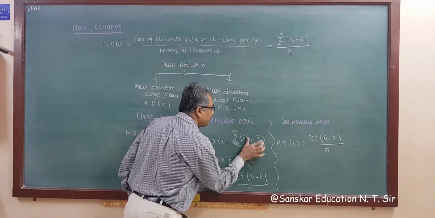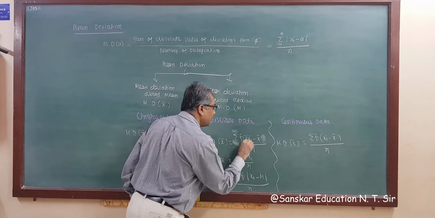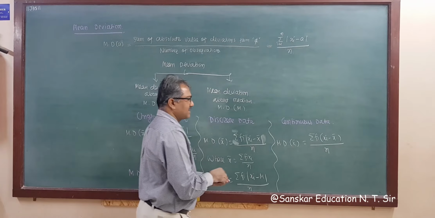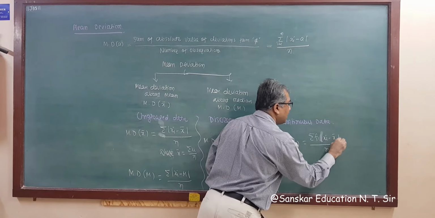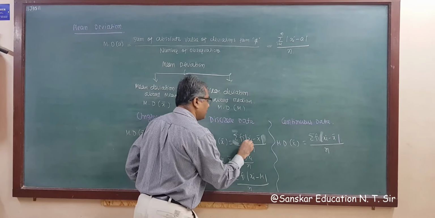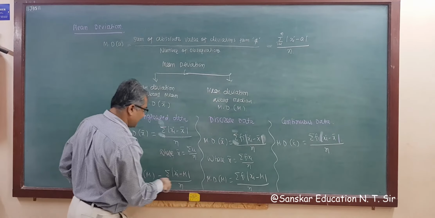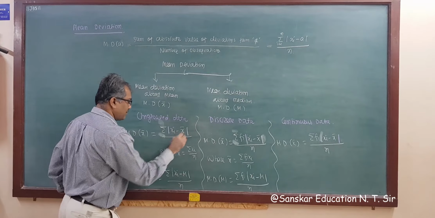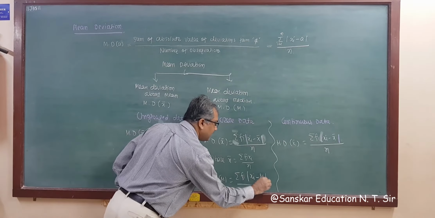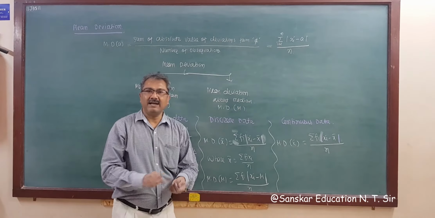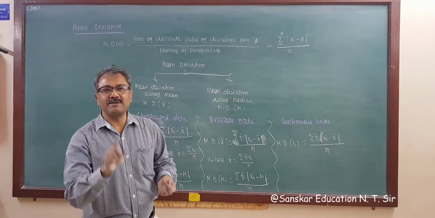Sorry, here I put brackets instead of modulus. You have to put the absolute value, the modulus sign. The same formula is here. So mean deviation, this is important.